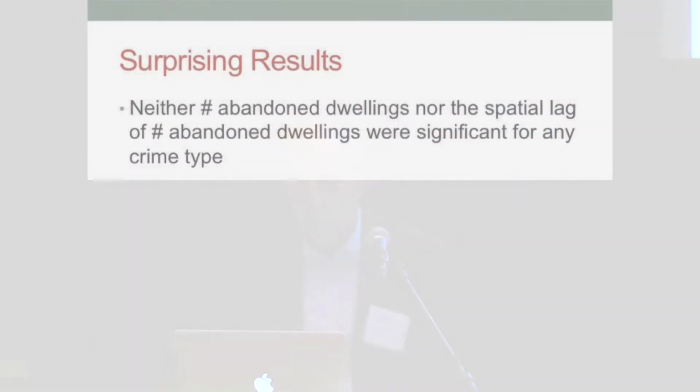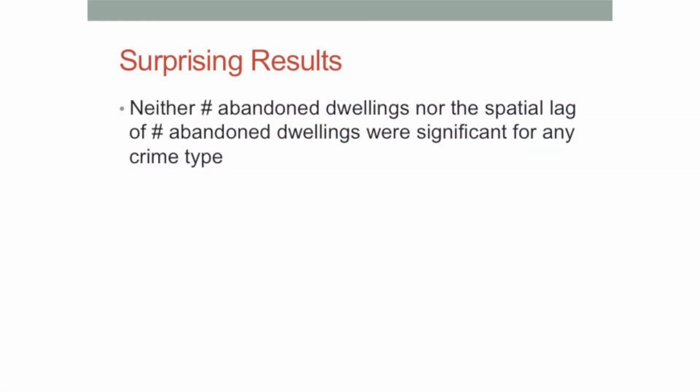There are other results which are perhaps a little more surprising. Most of all is that our key variable, the key conventional wisdom, was not supported. We couldn't find any relationship between abandoned buildings, either on this block or on nearby blocks, that predicted any kind of crime.